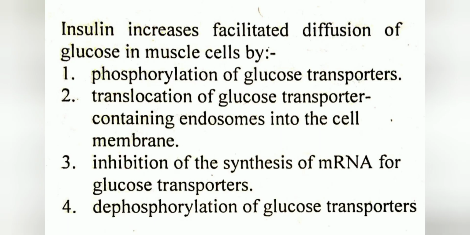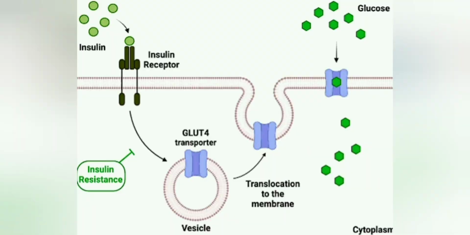Going to the next question: insulin increases facilitated diffusion of glucose in muscle cells by, 4 options are given. You'll have to choose the correct option. Option 1, phosphorylation of glucose transporters. Option 2, translocation of glucose transporter containing endosomes into the cell membrane. Option 3, inhibition of the synthesis of mRNA for glucose transporters. And option 4, dephosphorylation of glucose transporters.